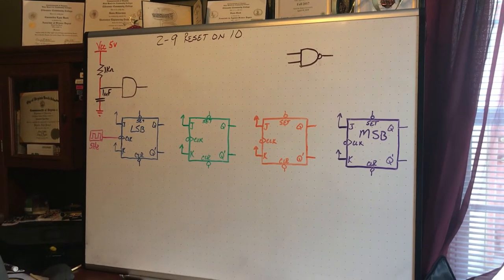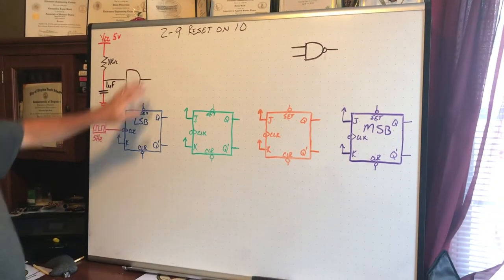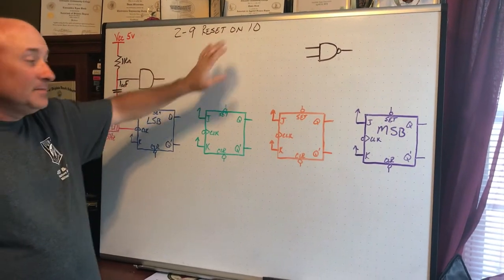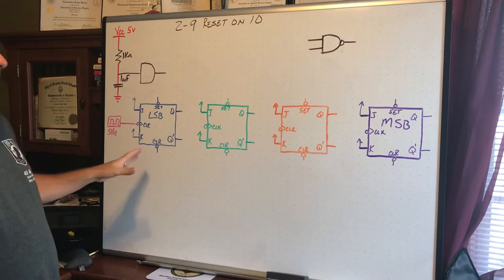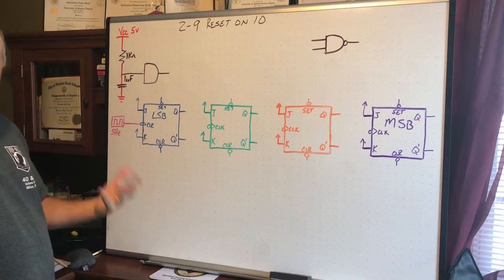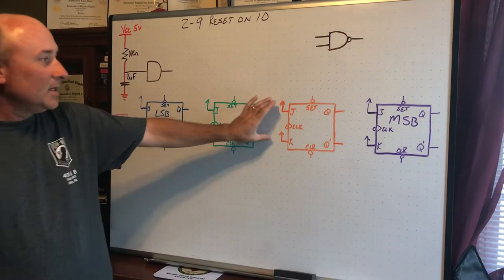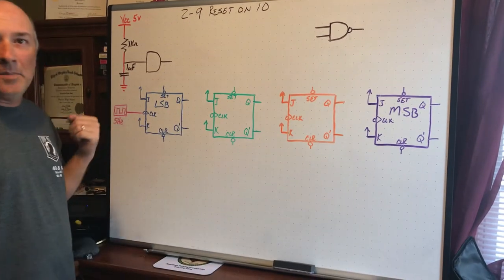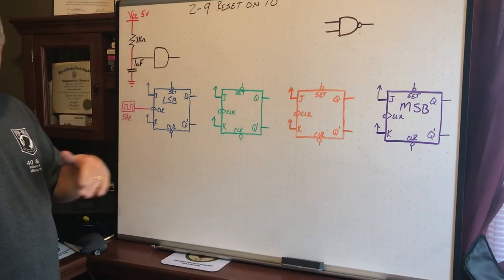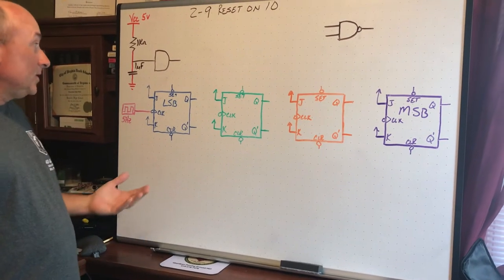So what we're going to do today is design an asynchronous counter that counts from 2 through 9 and resets on 10. Since it's asynchronous, we want our JK flip-flops to be able to toggle. So what I did is I tied my J and my K's to high. That's what the arrow pointing up means. It means they're tied to 5 volts, which puts a 1 and a 1. If we remember our truth table, when J and K are both 1s, we get into the toggle mode.